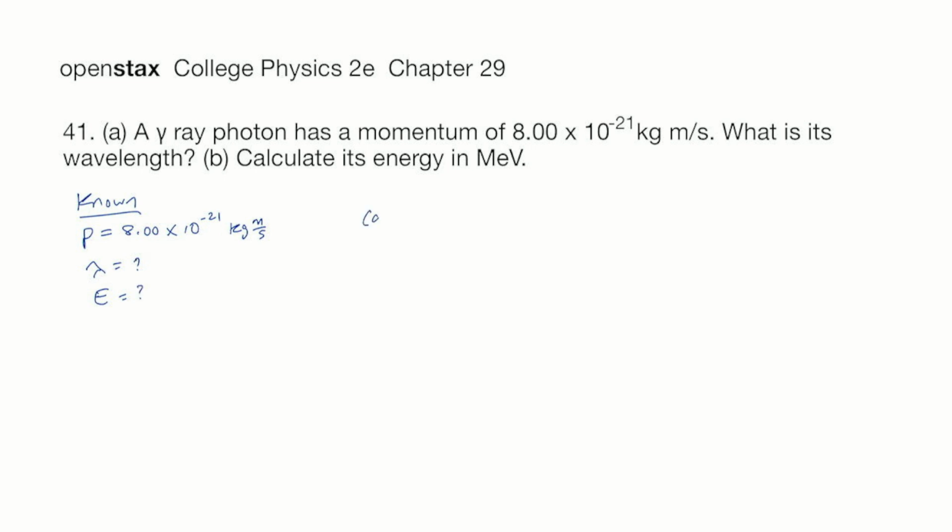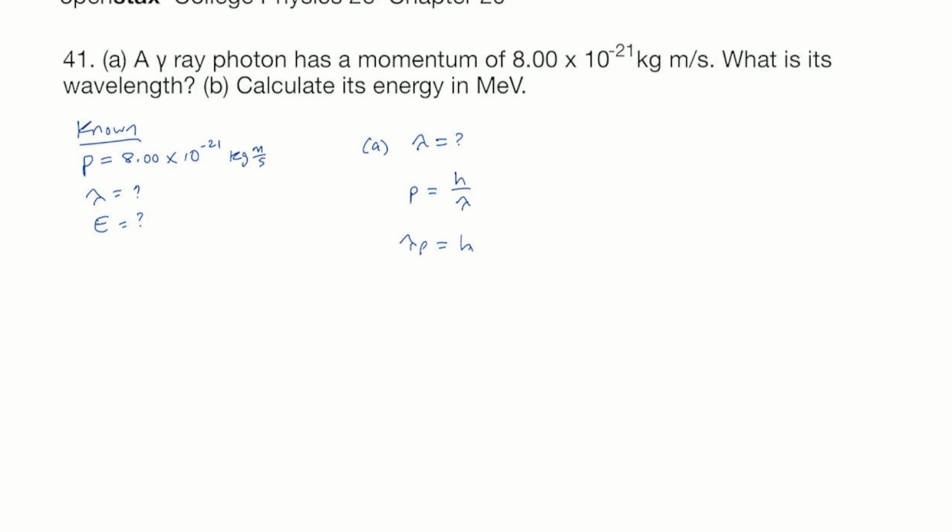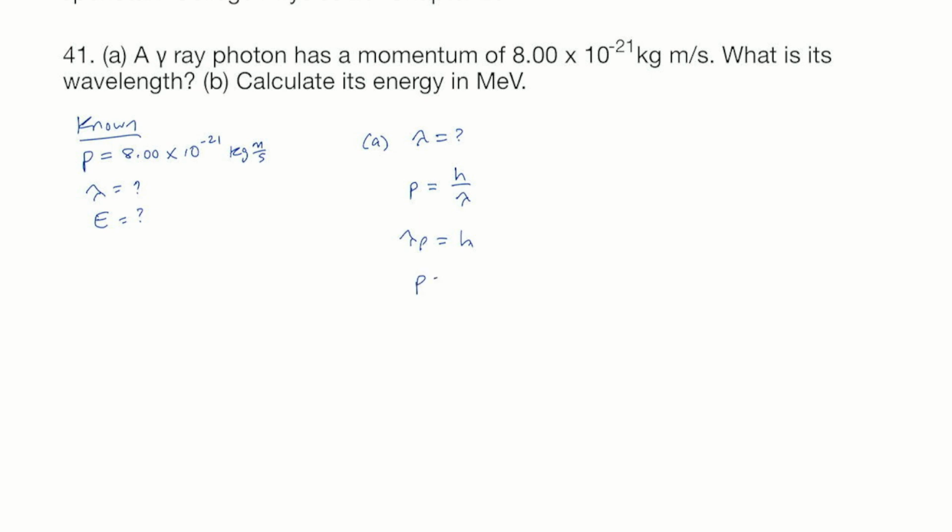Okay, so we start with the wavelength. We can use the de Broglie wavelength. This works for matter and for photons, and it is that momentum is h over lambda. So lambda p is equal to h, and so lambda is h divided by momentum.